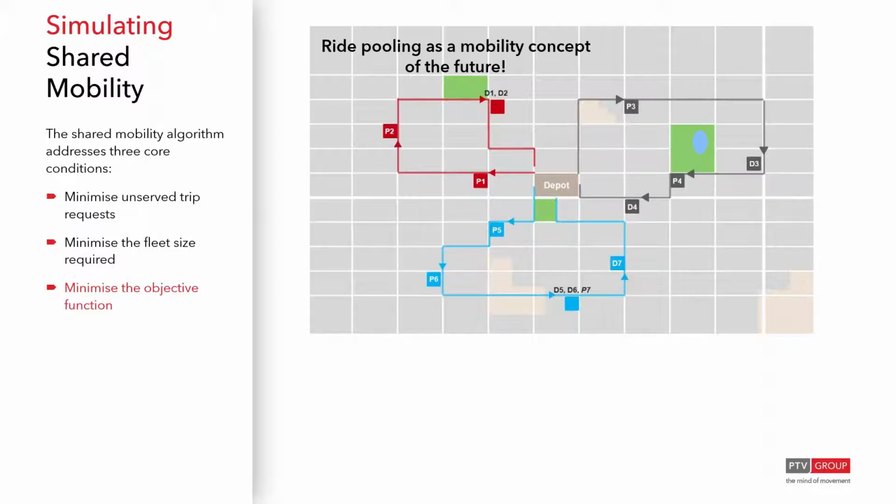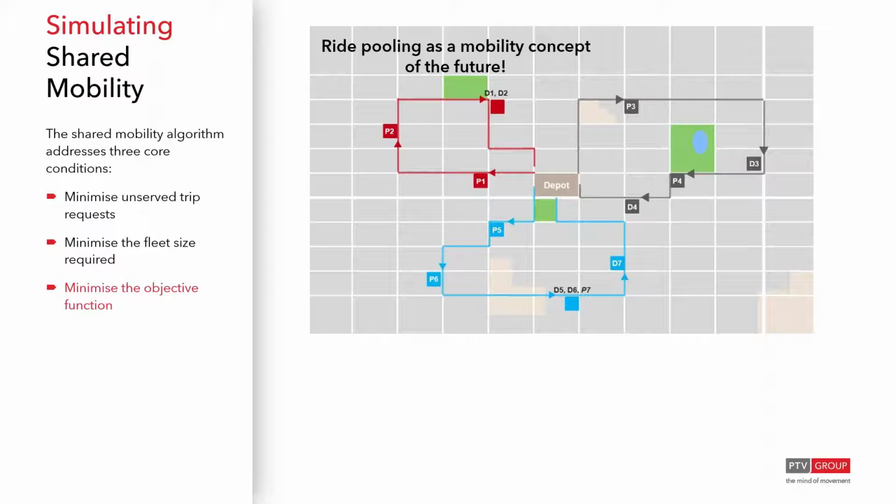The first one is very customer focused. We are trying to minimize the unserved trip requests. So we want to make sure everybody gets a ride. The second thing we do is minimize the fleet size required. This is an operator perspective. You know, we don't want to just flood the streets with the fleet. That costs a lot of money. So we want to minimize the fleet size while getting everybody a ride.